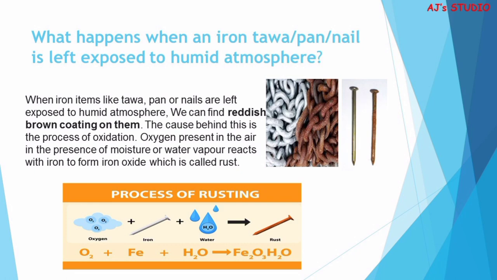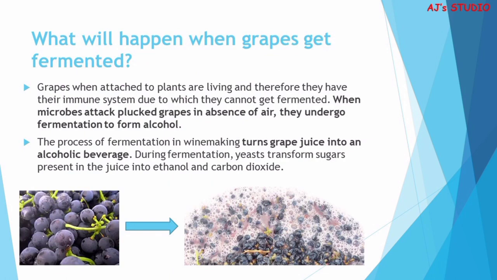And now let's move to the next question, that is, what happens when grapes get fermented? Dear children, when grapes are attached to plants, they are considered living. That means they have life. So the immune system which it has will not allow the grapes to get fermented. And when the grapes are plucked, they get attacked by microbes in the absence of air, and the grapes get converted into alcohol, and this process we call fermentation. From this we should understand that when grapes get fermented, they change to alcohol, that is ethanol, and carbon dioxide.